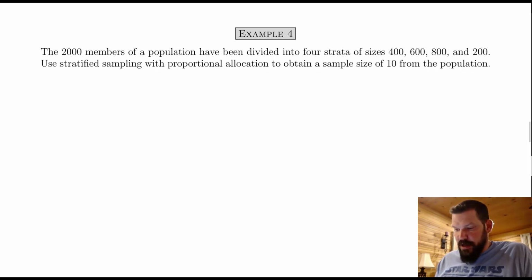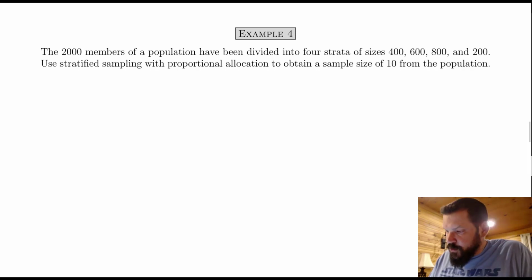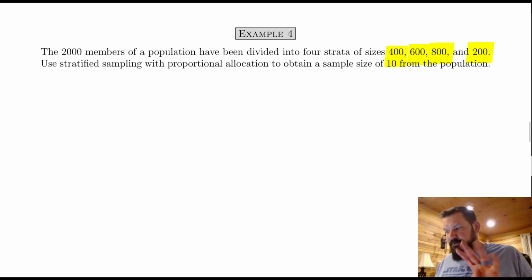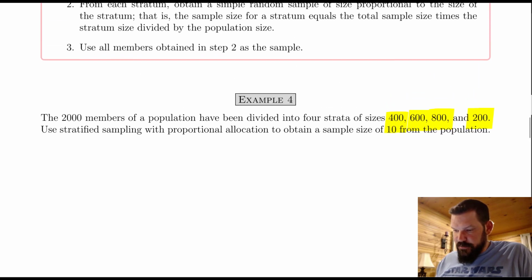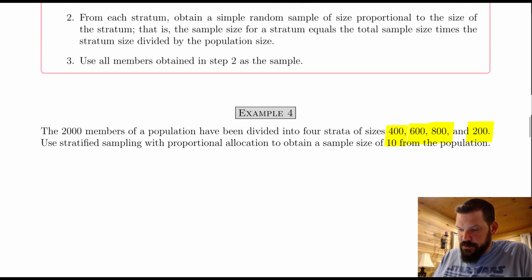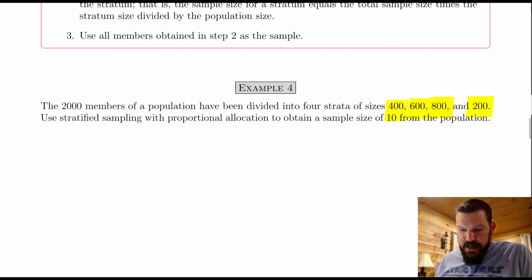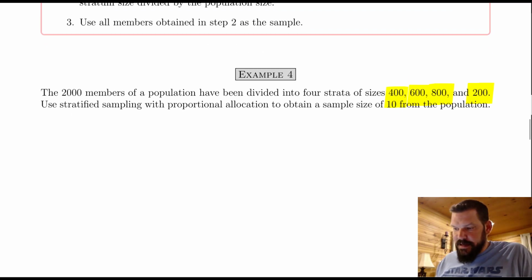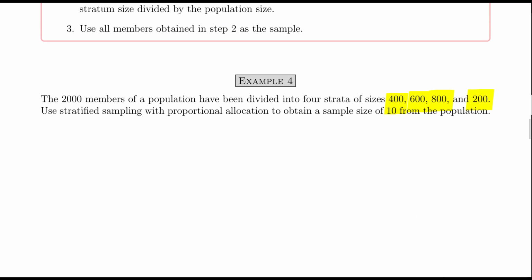Okay, so this one's already kind of broken down for us. We have 2,000 people in the population. They're already broken up into strata sizes of 400, 600, 800, and 200. So we have 4 strata that we're looking at. And what we want to do is use the stratified sampling method. So step 1's already done for us. They're divided into the subpopulations. And then we need to obtain a simple random sample proportional to the size of each stratum.